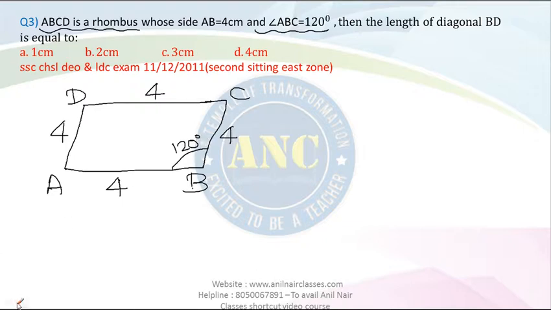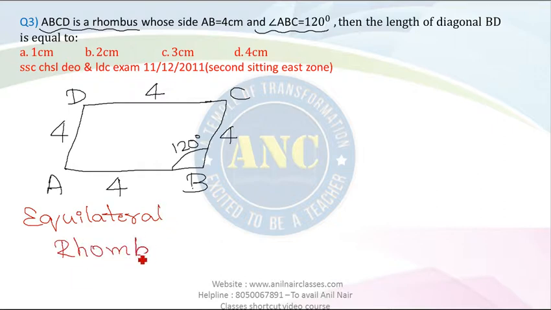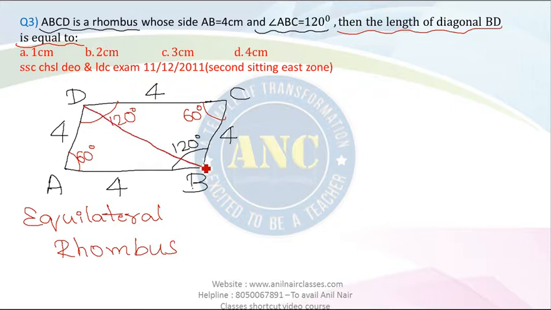Now, I told you very clearly when I discussed the equilateral rhombus concept that if one of the angles is 120, the opposite angle also will become 120 and the other two angles will be 60-60 each, and such a rhombus is called an equilateral rhombus. What they are asking in the question is to find the length of the diagonal BD. This particular length BD is what they are asking.